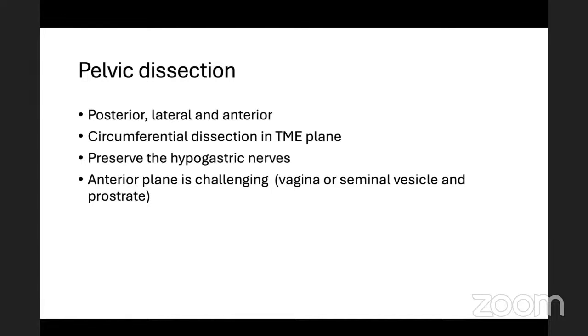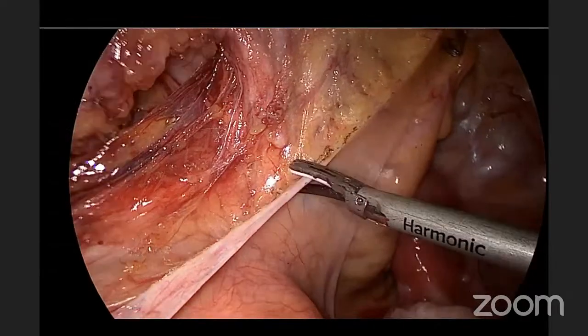You can go right up to the pelvic floor and into the intersphincteric groove if required, preserving the hypogastric nerves. The anterior plane is the most challenging because in women, there's a risk of entering into the vagina or damaging the seminal vesicles and prostate in the males.